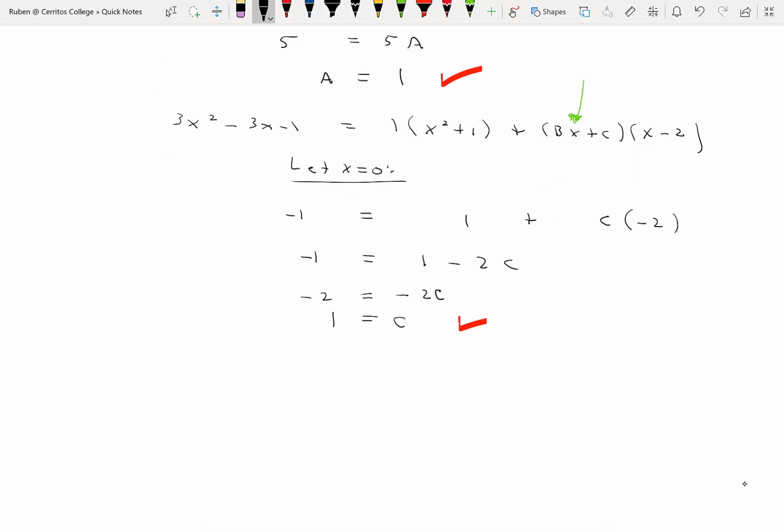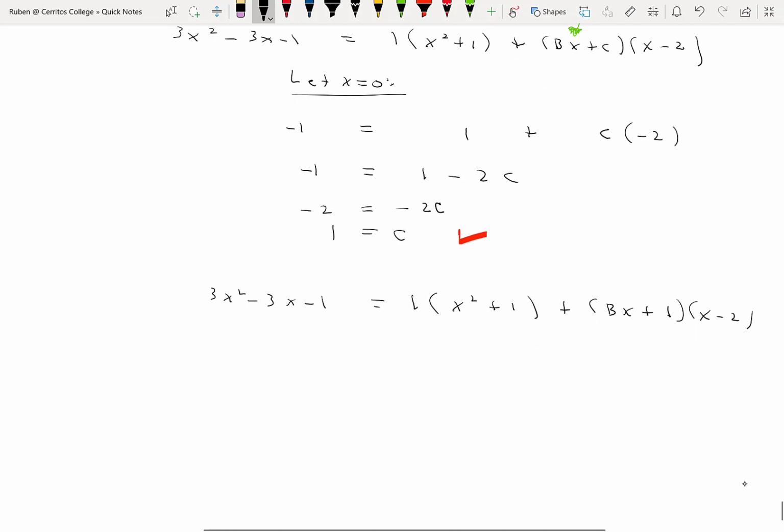So what I'm going to do is put the constant c back into the equation. So I get 3x squared minus 3x minus 1 equals 1 times x squared plus 1, plus bx plus 1, we found c was 1, so bx plus 1 times x minus 2. Help me out on this. What should I let x equal to solve for b?